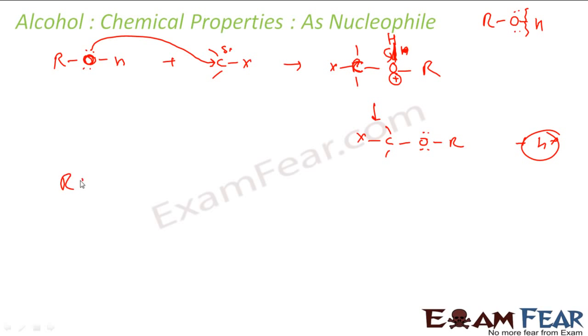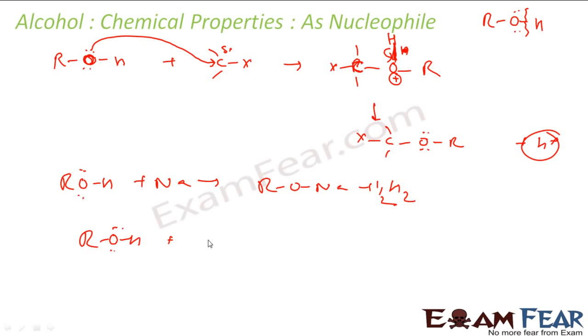If you want more examples, I have ROH reacting with sodium, and I get RONa and hydrogen gas. Or I have ROH, and this reacts with B minus. What you get is BH and RO minus. If you see in these cases, this OH bond is broken. Now we'll see cases where alcohol acts as an electrophile.